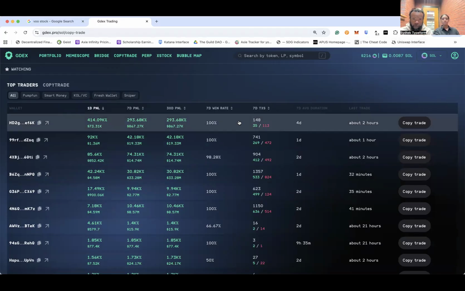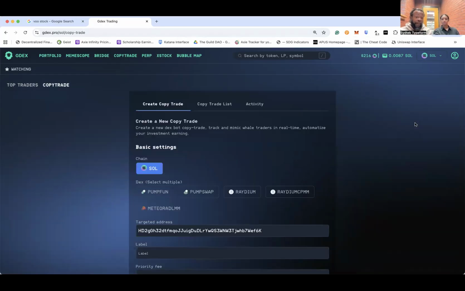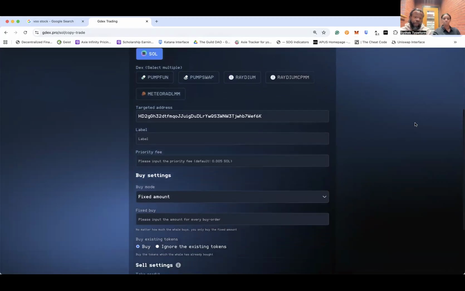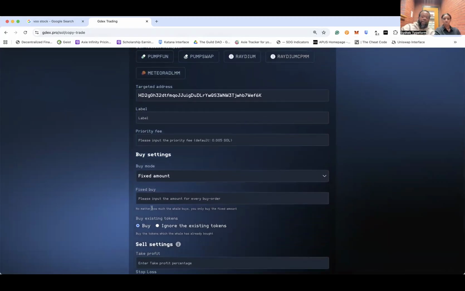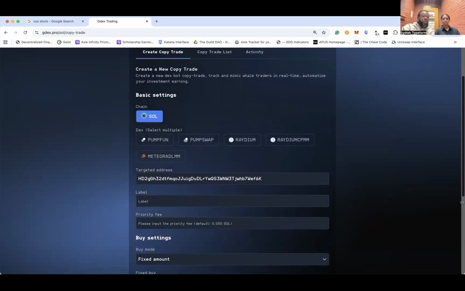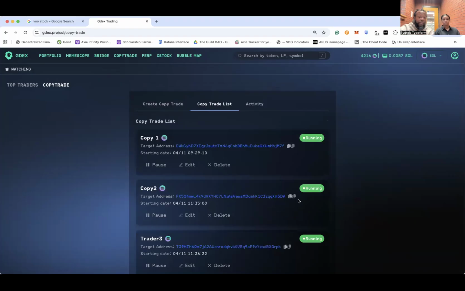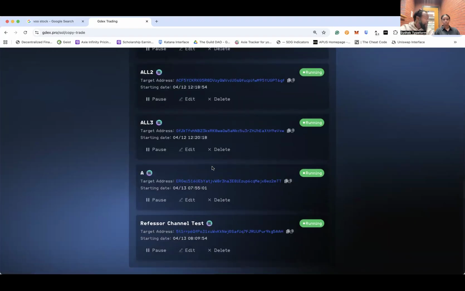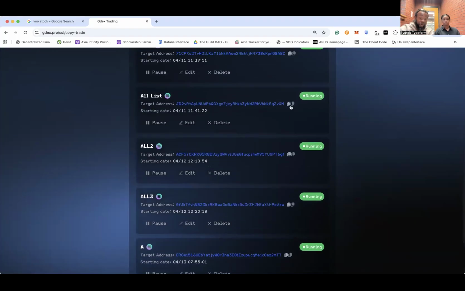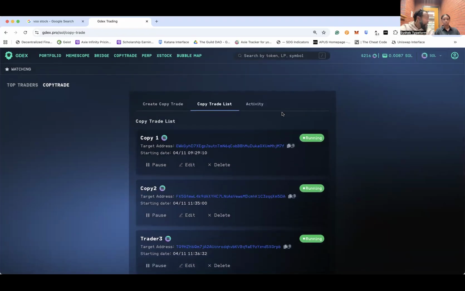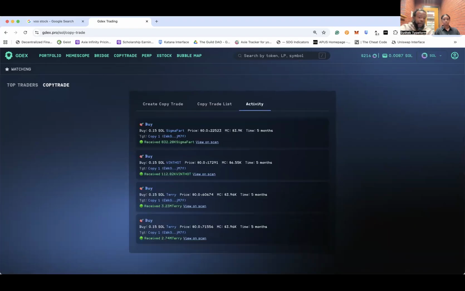To copy trade off of these people, you got to find somebody and then you copy trade. This is your setup, because you're able to set up like 5 copy trades at once. Copy trade list. I'm copy trading these dudes, and this is running. I just ain't got no money on Solana, so that's why nothing's happening. There's our activity right there.